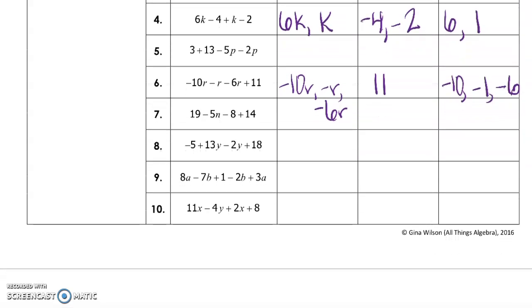One more, we're going to look at number 10. Notice we have 2 different variables in number 10. So you still have all of your variable terms, 11x, negative 4y, and 2x. You don't have to have all the same variable. Our constant is 8. Then our coefficients would be 11, negative 4, and 2.